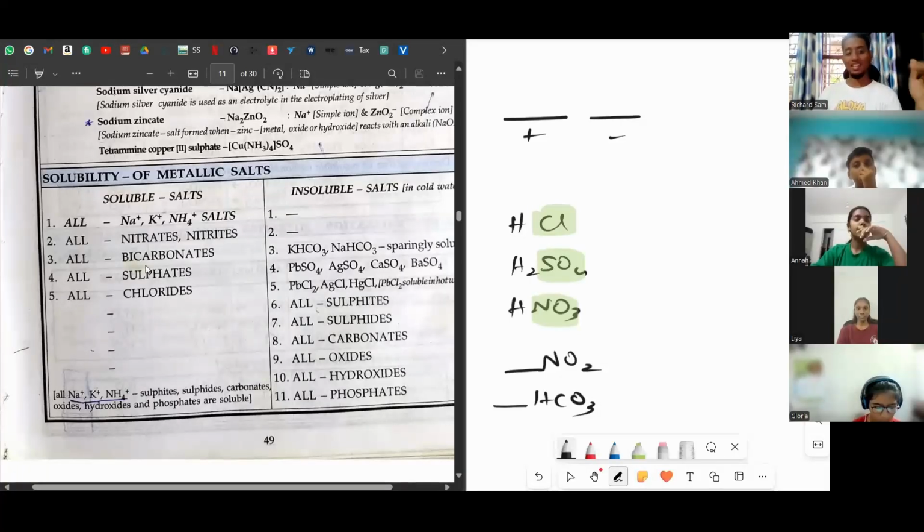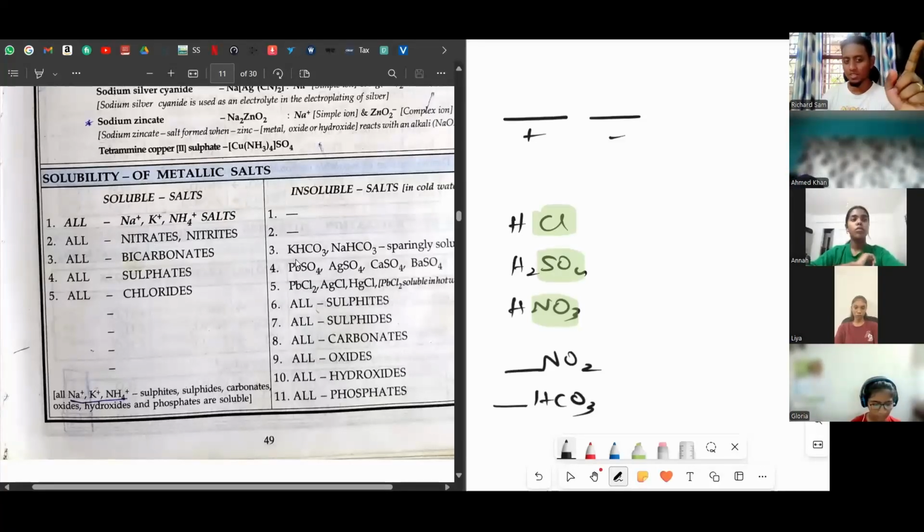Yes, there are exceptions for everything. Like for nitrates and nitrites, there is no exception. That means all the nitrates and nitrites are soluble. Whether it is potassium nitrate or calcium nitrate or sodium nitrate or aluminum nitrate, any nitrate, they are soluble.